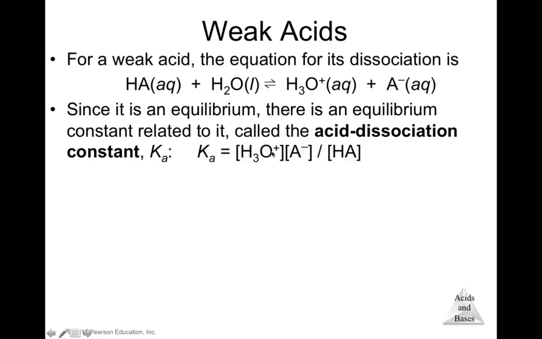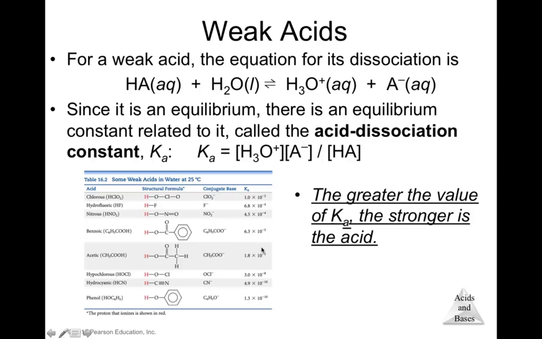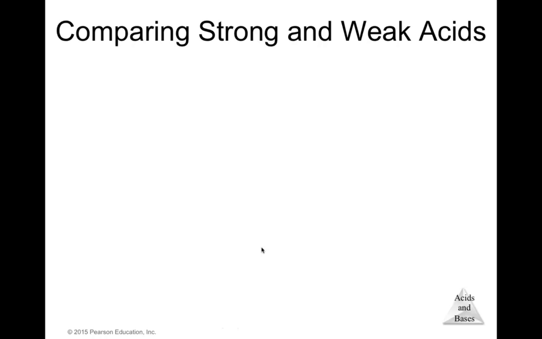So it will be the concentration of H3O times the concentration of OH divided by the concentration of the weak acid. Here we have some examples of different weak acids and their acid dissociation constants. The greater the value of Ka, the stronger is the acid. You're going to have a group of weak acids, and between those acids in that group you're going to have stronger acids and weaker acids, but all of them are weak acids.